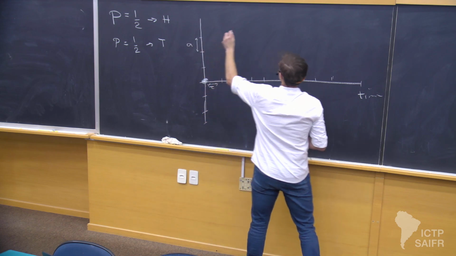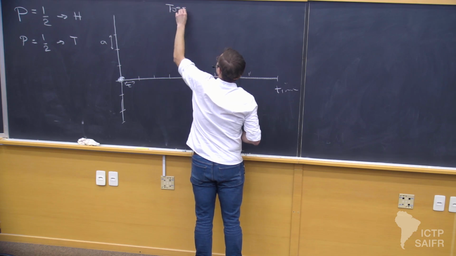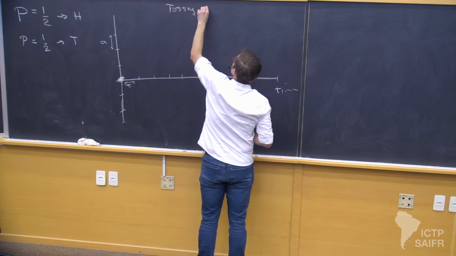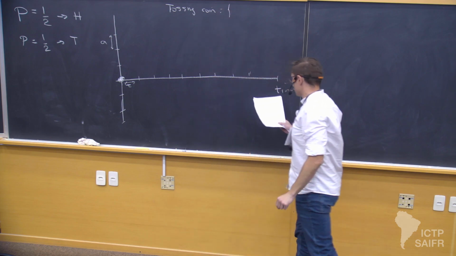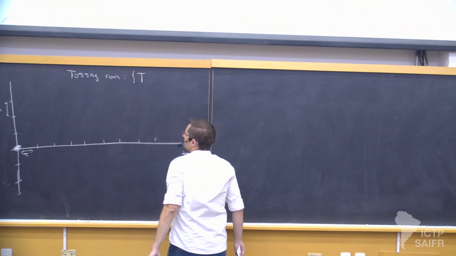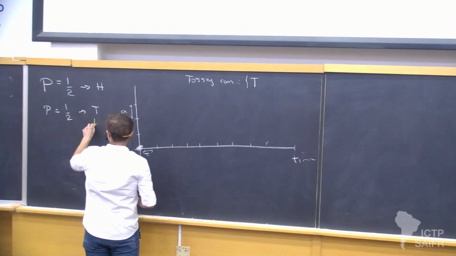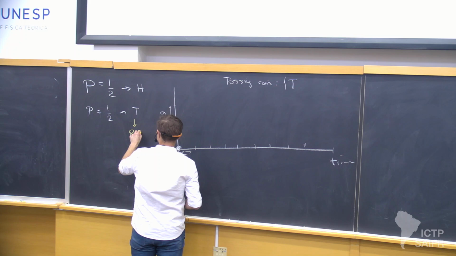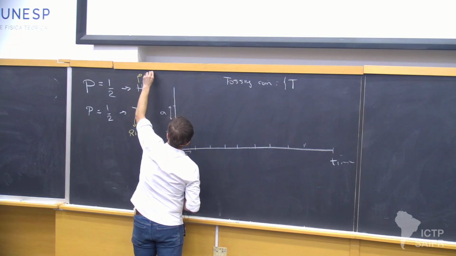So imagine that you run your experiment. This is tossing my coin, and you do your first experiment, and let's say you get T. In the mapping that I'm doing, T means right, and H means left.